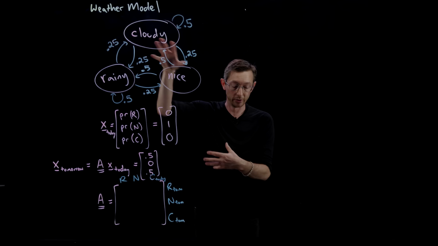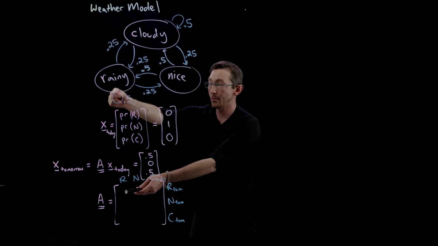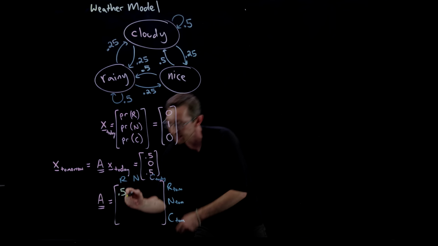So A: if it was rainy today, what are the chances of it being rainy tomorrow, nice tomorrow, cloudy tomorrow? If it's rainy today, the chance of it being rainy tomorrow is 0.5, so I can write this down, 0.5. The chance of it being nice tomorrow is 0.25. The chance of it being cloudy tomorrow is also 0.25.